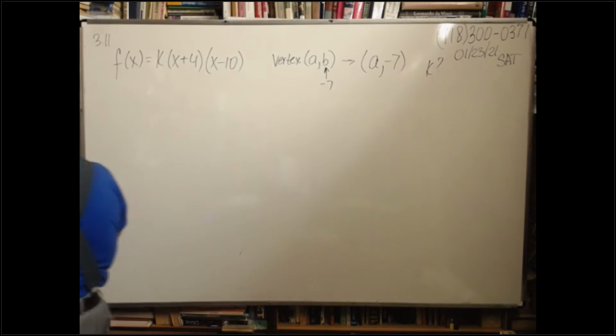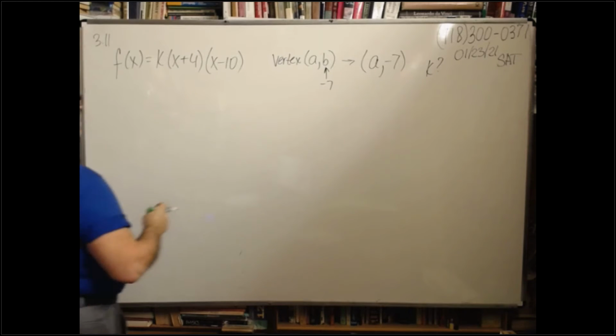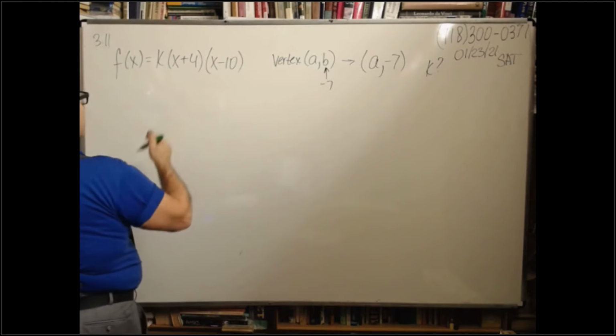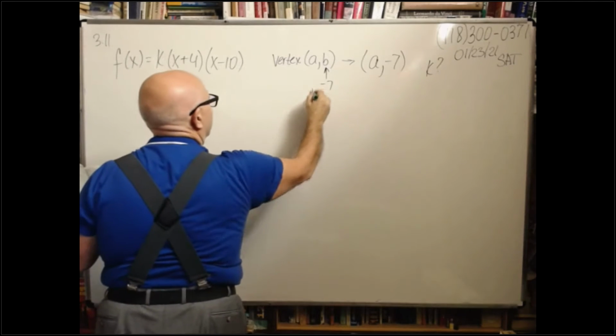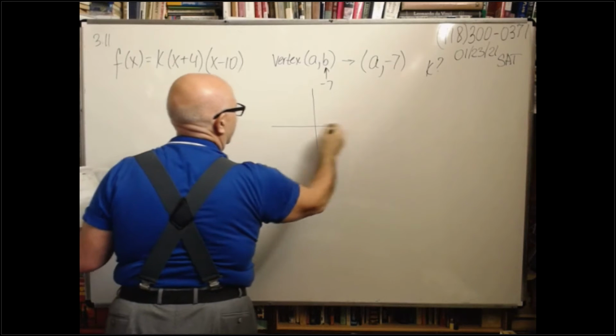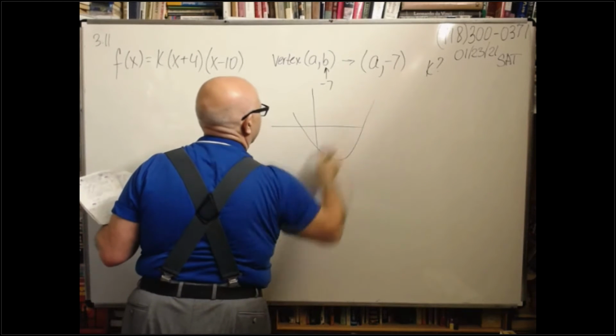Okay. 3.11. Let's do it step by step. Also a typical question from this test. And we're gonna go through the steps. Okay. So I assume this parabola goes like this somehow.